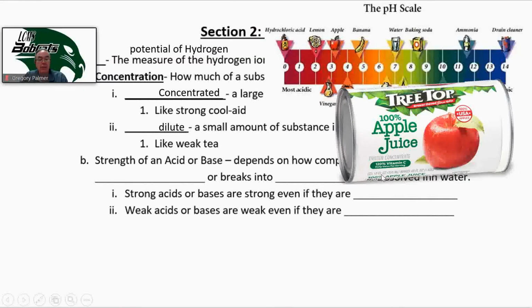I put this picture up here, and it says this is 100% apple juice and it's made from frozen concentrate. So this is really concentrated apple juice. They pull the water out of it, and pretty much all that's left is the flavor in the juice. But we see up here on the pH scale, apples are a weak acid. No matter how concentrated this is, the apple juice is still a weak acid, even though there's a lot of it in here.